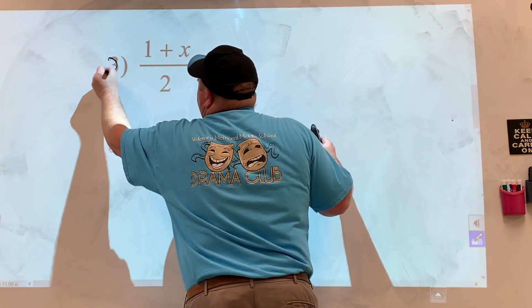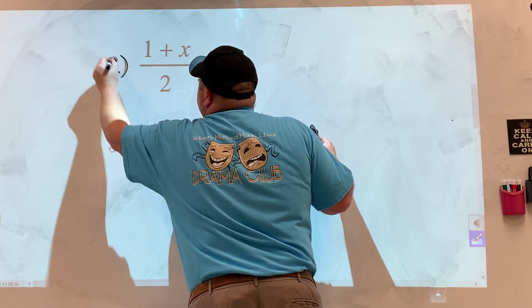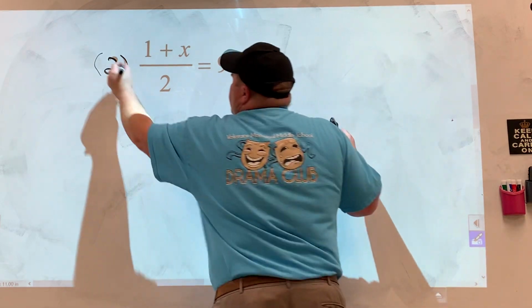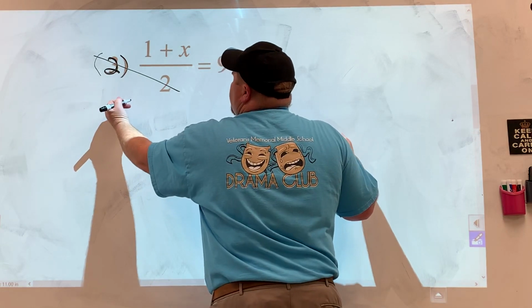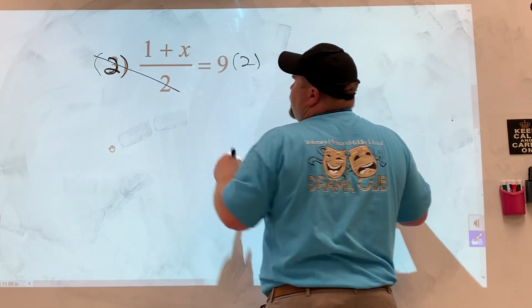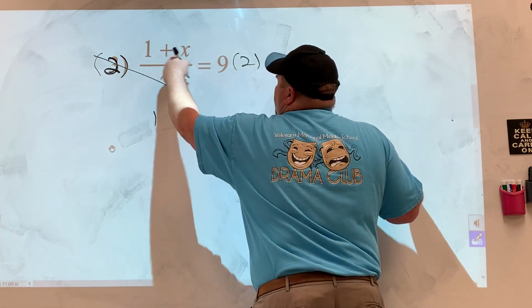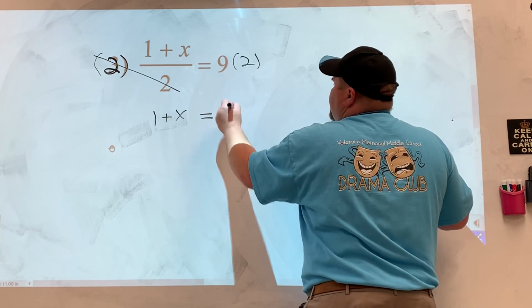So I'm just going to kind of write over this 3. We'll turn that into my 2. And we're going to multiply each side by 2. And the reason is because these will cancel each other out. This is really 2 over 1, and it will cancel out this divided by 2. They'll cancel the denominator. Well, I'm left with 1 plus x equals 9 times 2, which is 18.